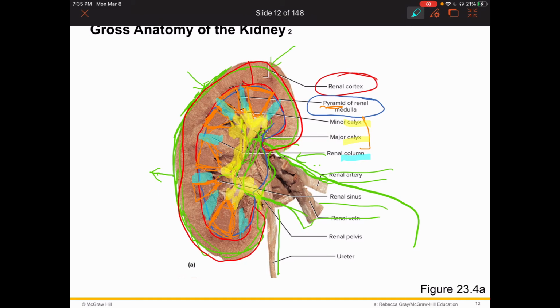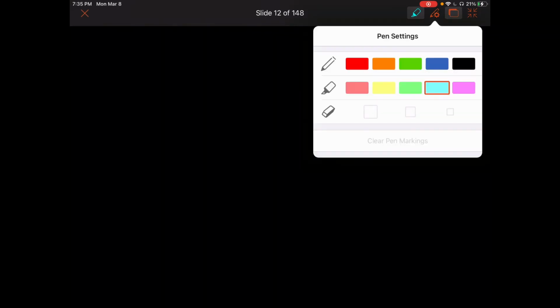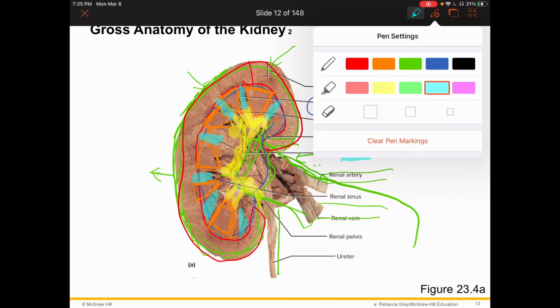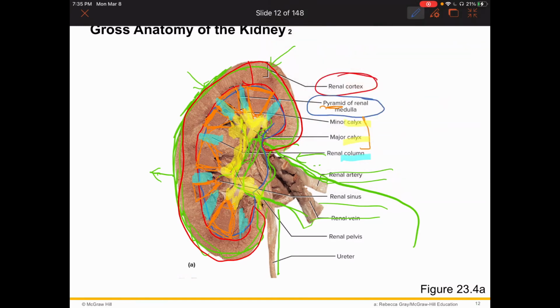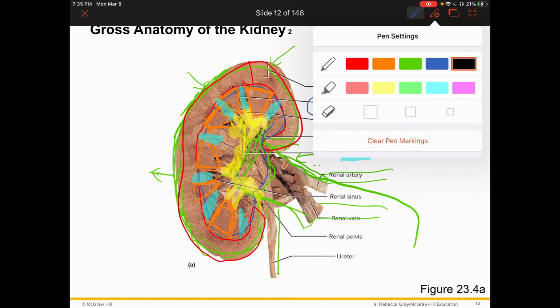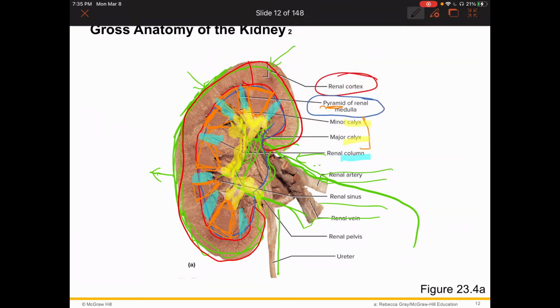Okay. Renal artery, renal vein. Any chance I can change these colors? No, there is no chance. Okay. So the renal artery and renal vein are not going to be blue and red on the drawings. Just think of them as coming into the hilum, right? Some people say the hilum, but I feel like it just feels long.